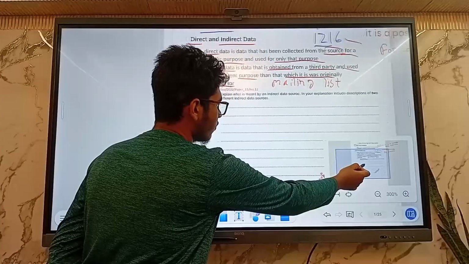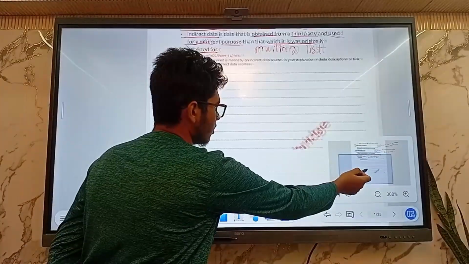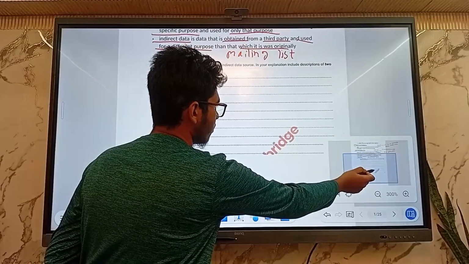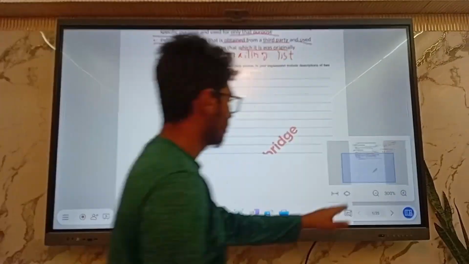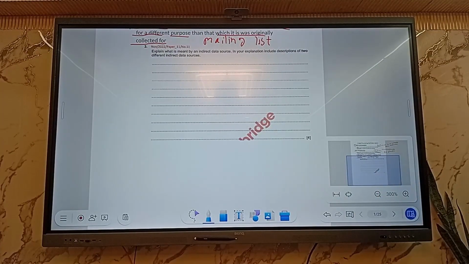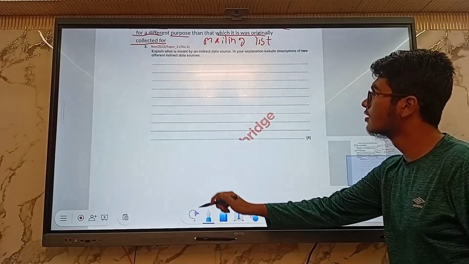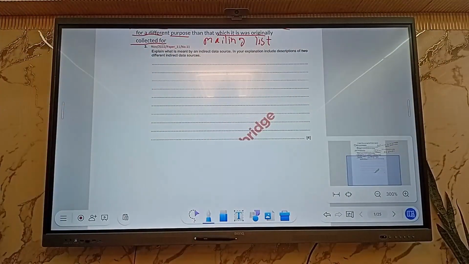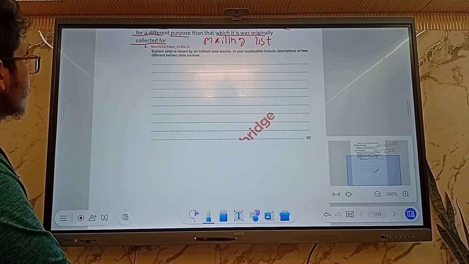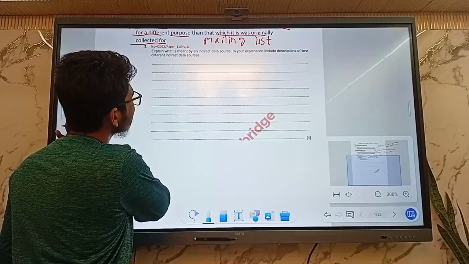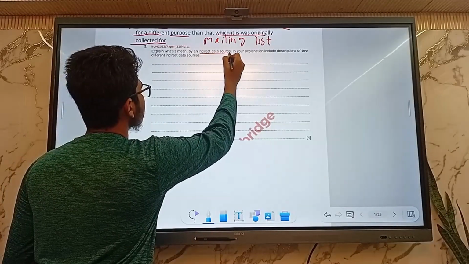Now let's solve this question. This will open up a lot of things in your mind. Explain what is meant by an indirect data source. In your explanation, include descriptions of two different indirect data sources. So let's solve this quickly. What I can write is, explain what is an indirect data source.